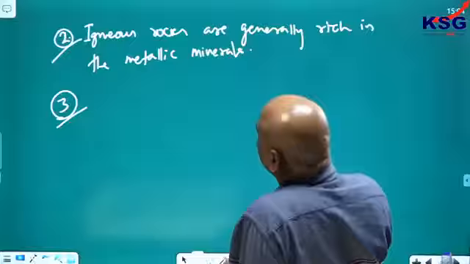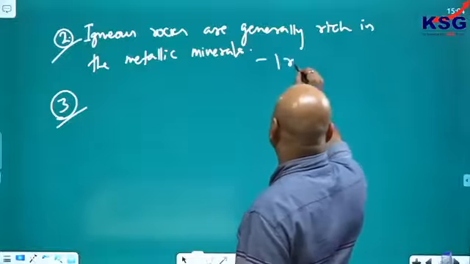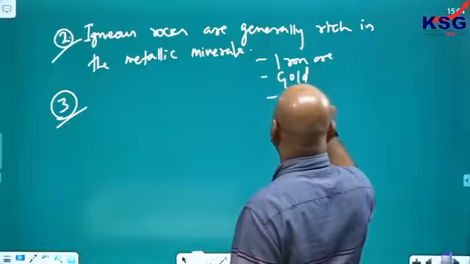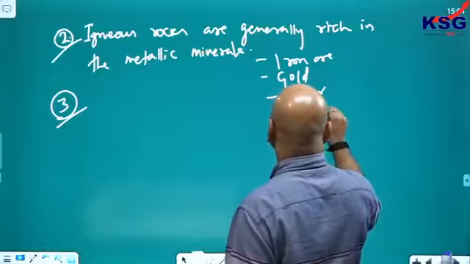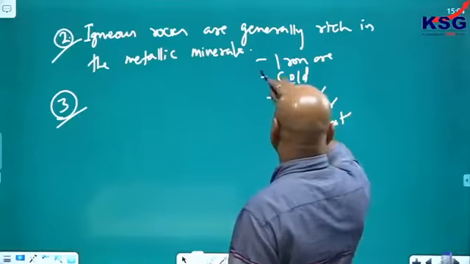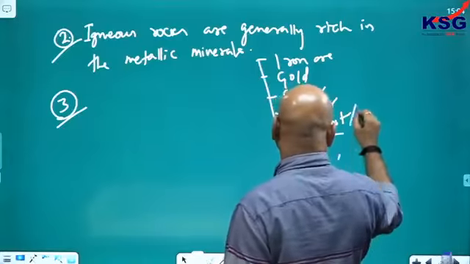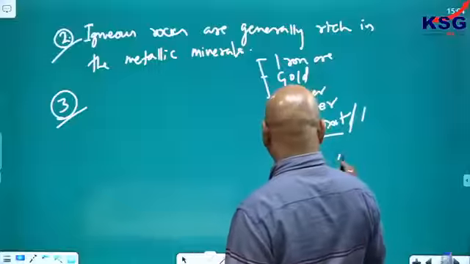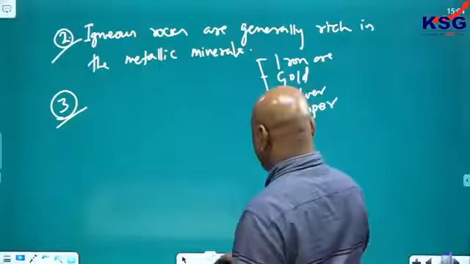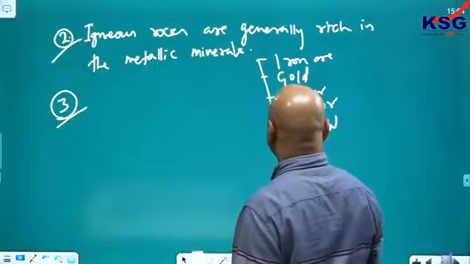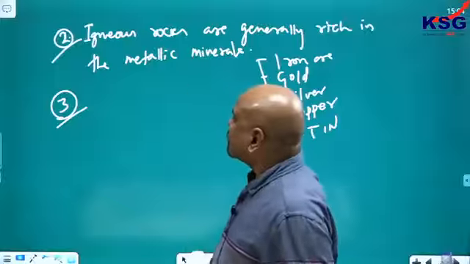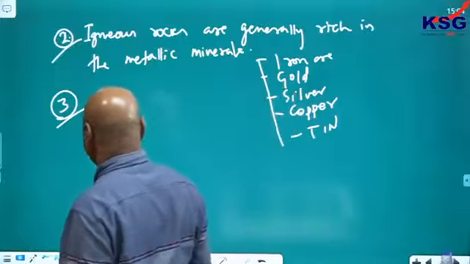So, you can get iron ore, gold, silver, copper, bauxite, all these things. Aluminum-rich materials, copper, tin, etc. You will get it from igneous material.